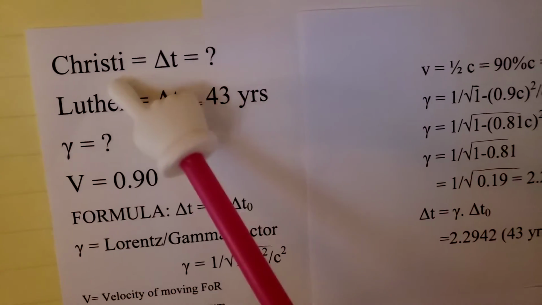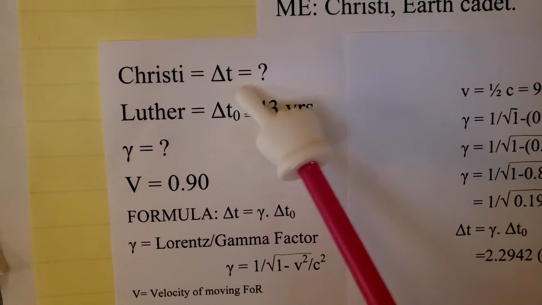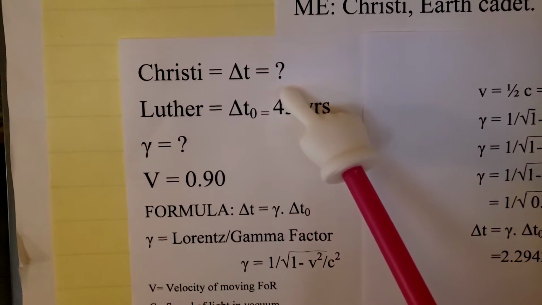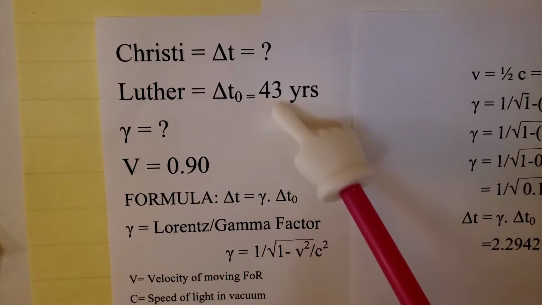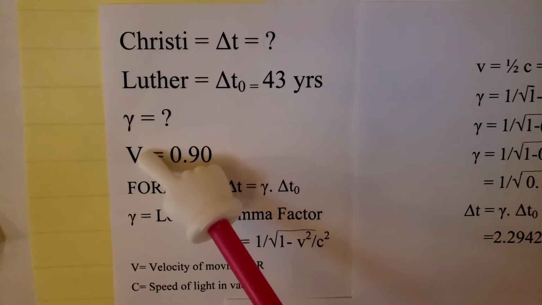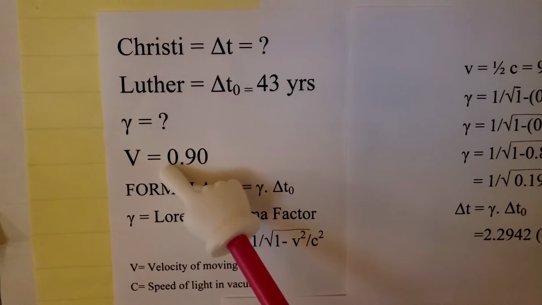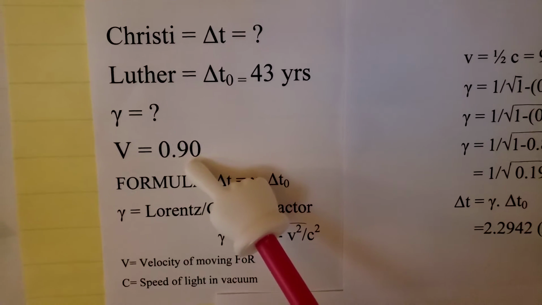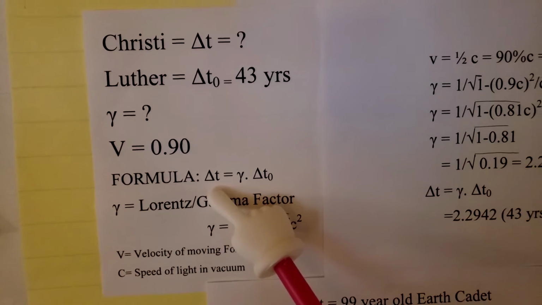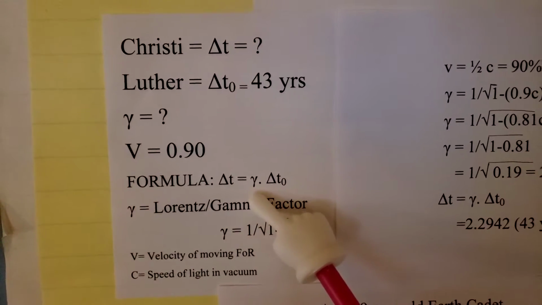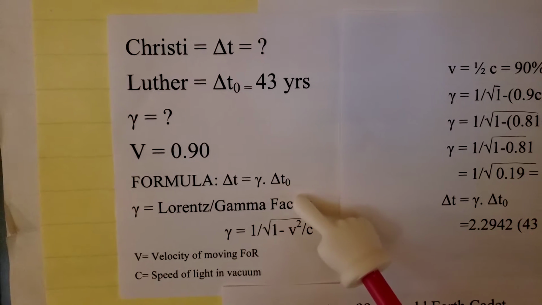So, having said that, here I am, Delta T. We don't know what my age is yet. Luther is Delta T0, which is 43 years. We don't know the gamma factor yet, but the velocity I'm going to set at 90% of the speed of light. The formula we're going to use is right here. That is delta T equals the gamma factor times delta T0.